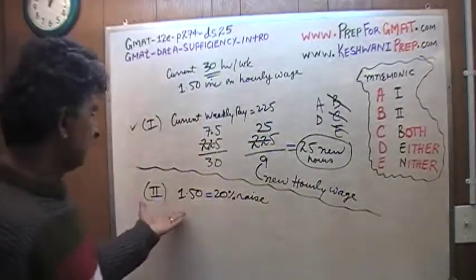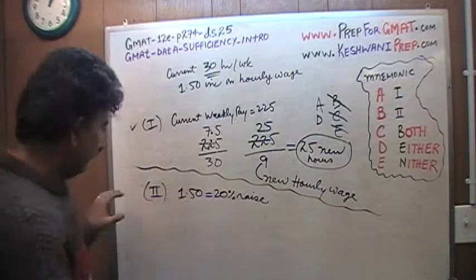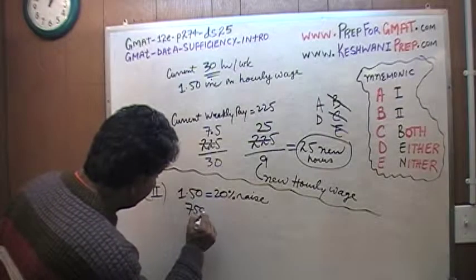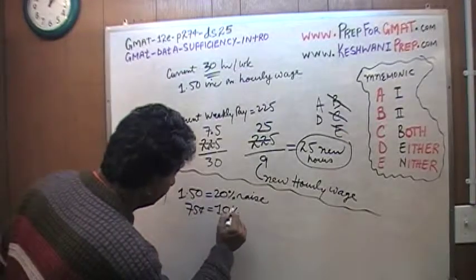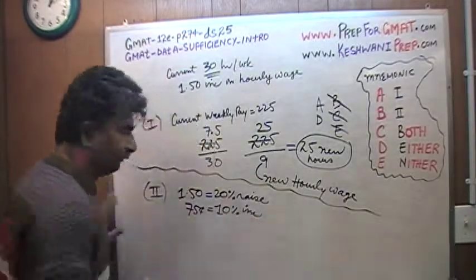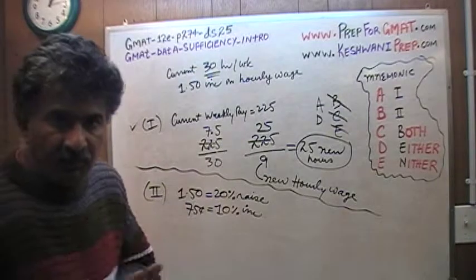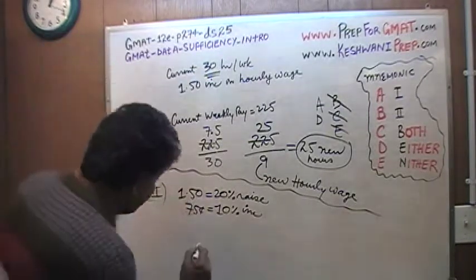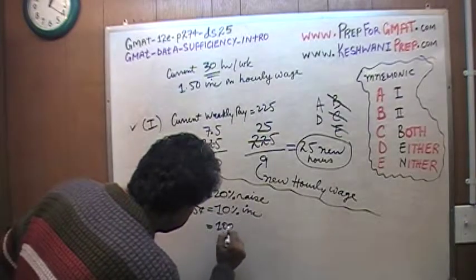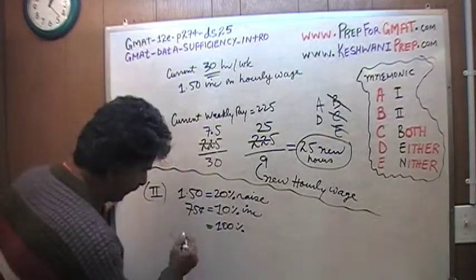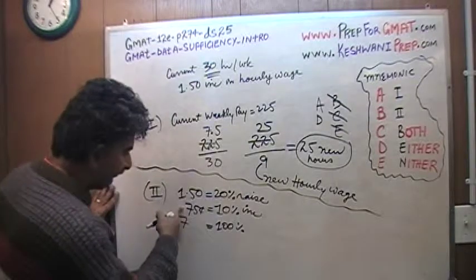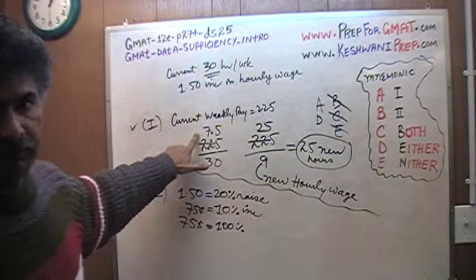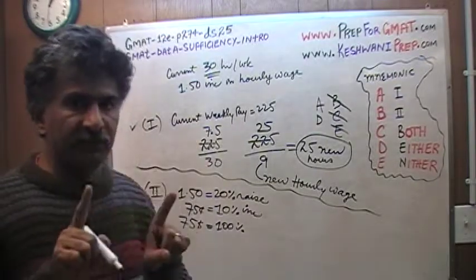So if I know that $50 represents a 20% increase, if I were to divide both sides by 2, that tells me that 75 cents must represent a 10% increase. Well, if 10% of her hourly wage is 75 cents, her current hourly wage must be 10 times this amount, which is $7.50 an hour, which is exactly what we found in the previous statement.